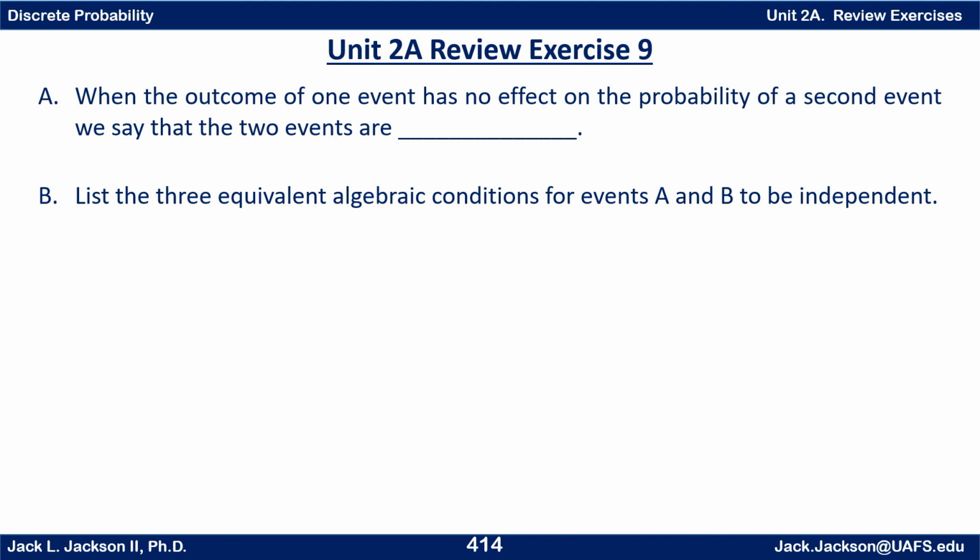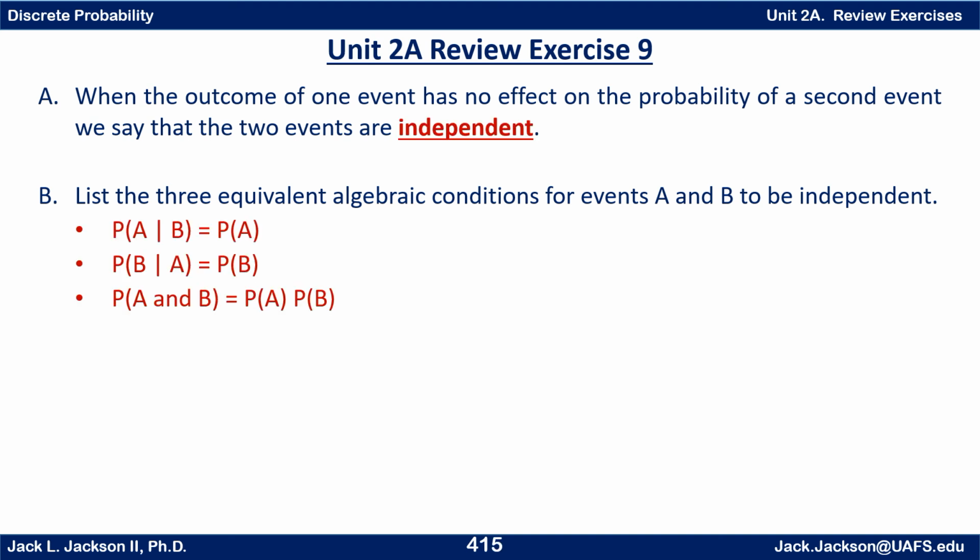Press pause now. Well, when the outcome of one event has no effect on the probability of the second event, we say the two events are independent. Algebraically, this means these three conditions. The probability of A given B equals the probability of A. Also, the probability of B given A equals the probability of B. And finally, the probability of A and B, or the intersection of A and B, that probability is the probability of A times the probability of B. We've seen that if any one of these three conditions is true, the other two have to be true as well.